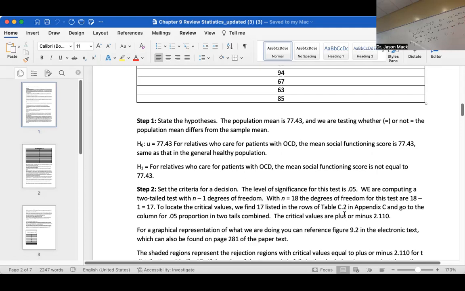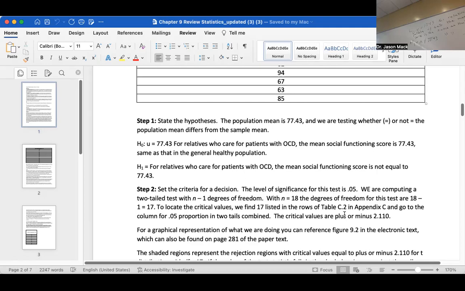So we are computing a two-tailed test with n minus 1 degrees of freedom. So n is equal to 18. Everyone know where we got 18 from? Yeah, there's 18 scores, one for each row. So we're going to get the degrees of freedom. Remember, degrees of freedom is going to be equal to n minus 1. So 18 minus 1 is 17.